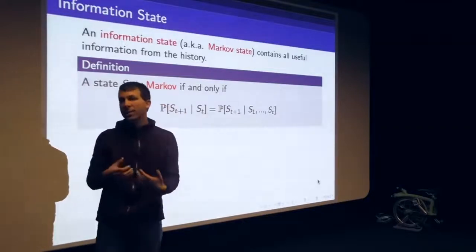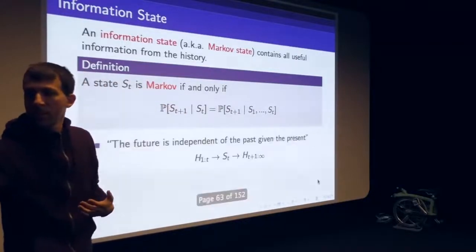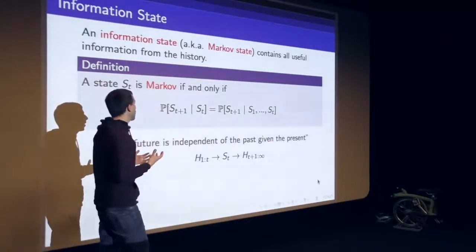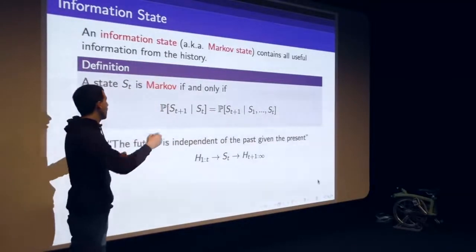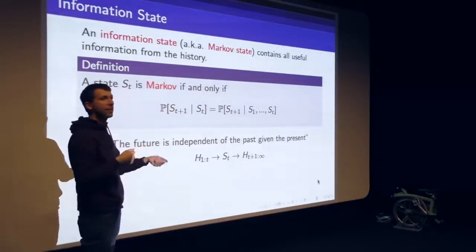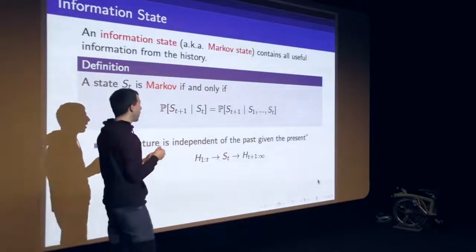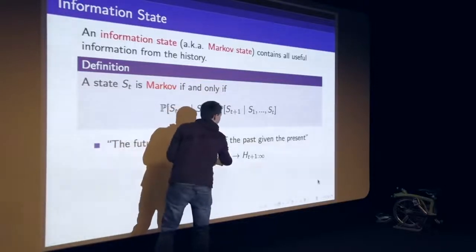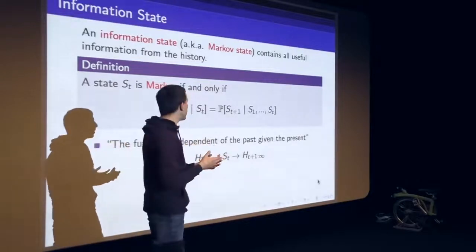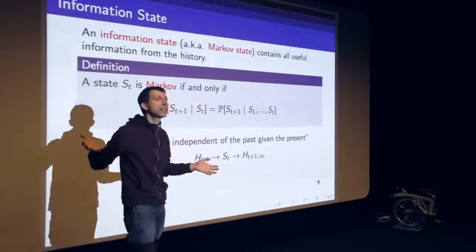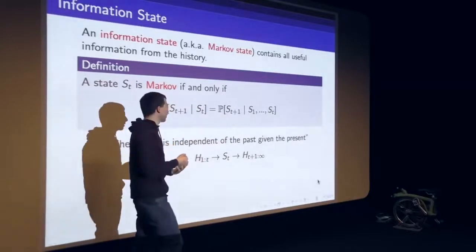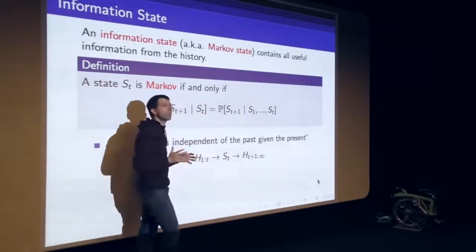So let's try and understand what that really means. I like to think of it this way: if you have the Markov property, then the future is independent of the past given the present. You only need to store this S_t here. If you've got this state representation S and it's Markov, you can throw away the whole rest of the history. You don't need it, because that history doesn't give you any more information about what will happen in the future than the state that you have. That's what the Markov property means.